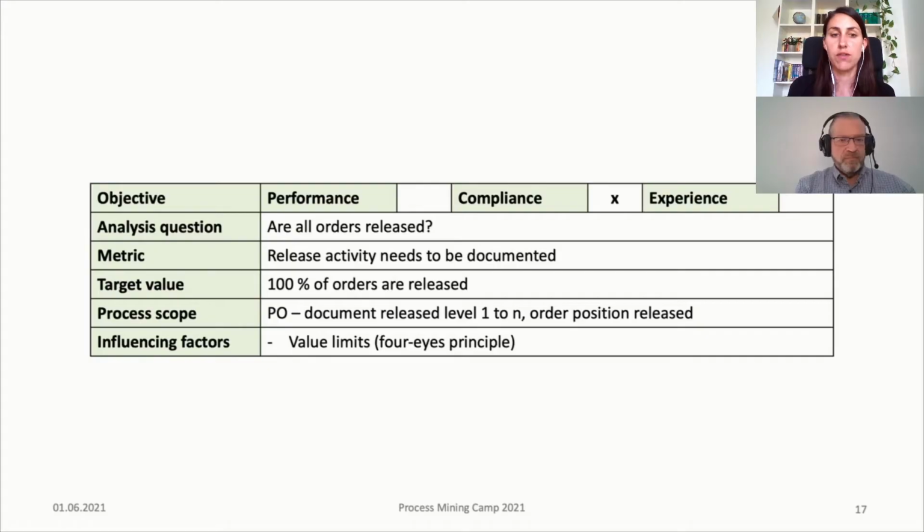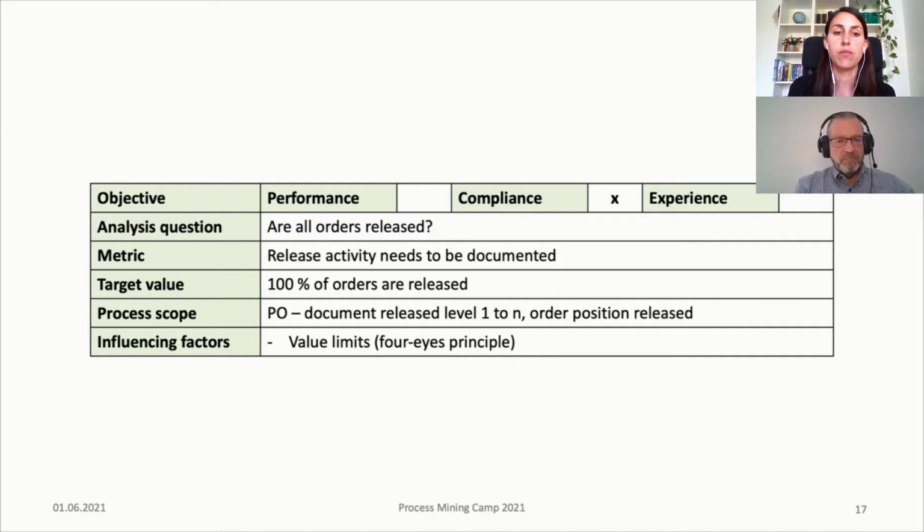Another point was the process scope. This shows us where in the process we need to look. For example, if we would take into account the question if the real processes fit the should process, of course, the process scope would be the general process overall. But here we can narrow it down to a very concrete process scope, namely just the documentation of the release steps in the system. The last point we defined for all our analysis questions are the influencing factors.